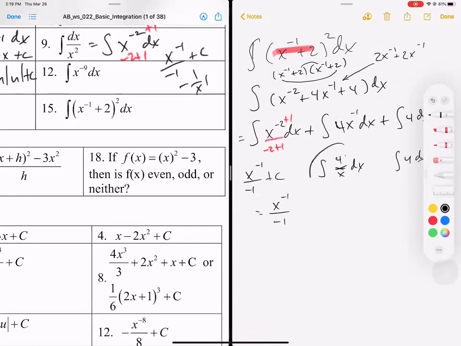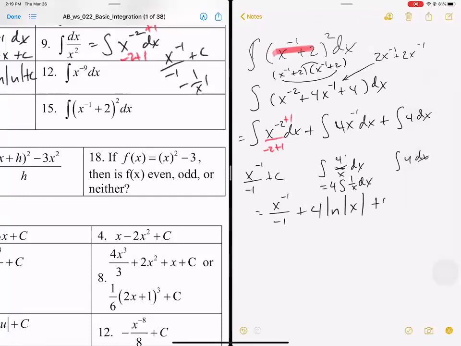This guy here in the middle, you can rewrite as 4 times the integral of 1 over x dx. And that's an identity that we know. That's natural log. So it'll be plus 4 natural log absolute value of x. And the last part, the integral of 4, is just plus 4x. I can rewrite some of this as -1 over x plus 4 natural log absolute value of x plus 4x, and then don't forget the plus c at the end.